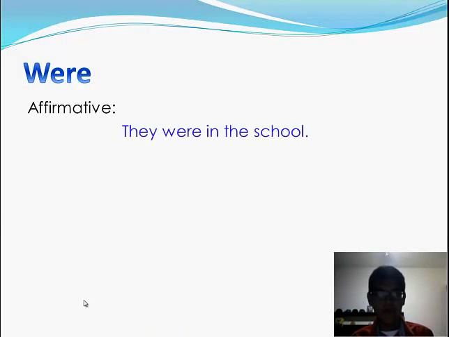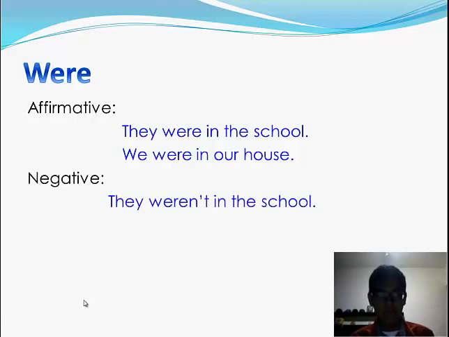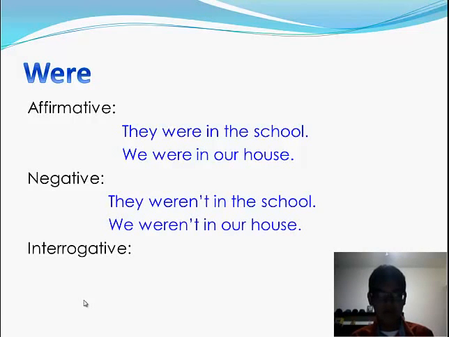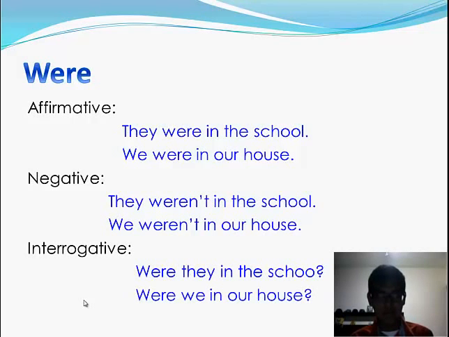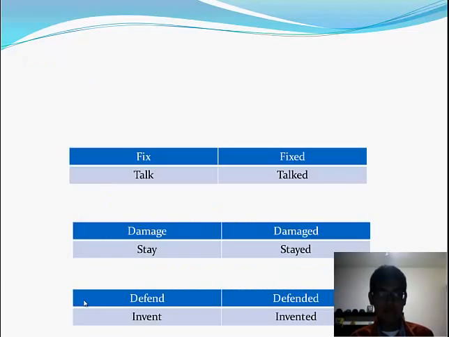For were, affirmative, they were in the school. We were in our house. Negative, they weren't in the school and we weren't in our house. Interrogative, were they in the school? Were we in our house? It was were for the plural.